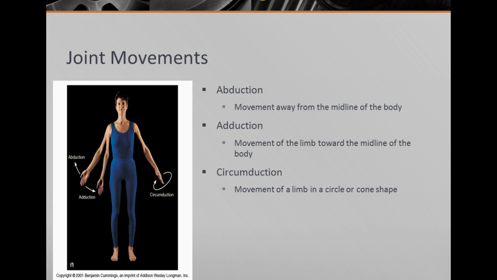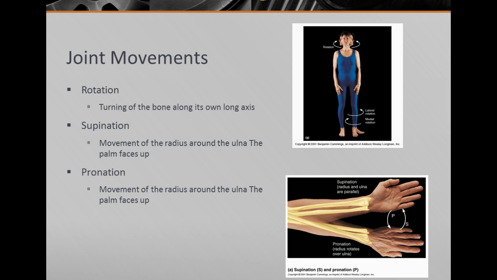Abduction is the movement away from the midline plane of the body. And adduction is the movement toward the midline plane of the body. Circumduction is the movement in a circular or cone shape. Rotation is the turning movement of a bone around its own long axis. This can be toward the midline of the body or away from it.